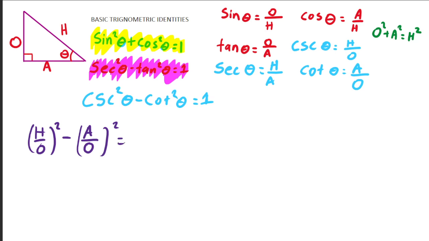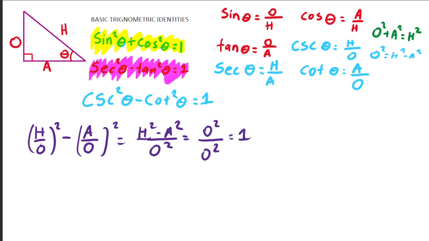And we can simplify that to hypotenuse squared minus adjacent squared over opposite squared. And like we did last time, if we just simplify this, we get o squared equals h squared minus a squared. So you'll notice again that this is the same as this. So we can just write this is equal to o squared over o squared, which is 1. And thus that proves this identity.